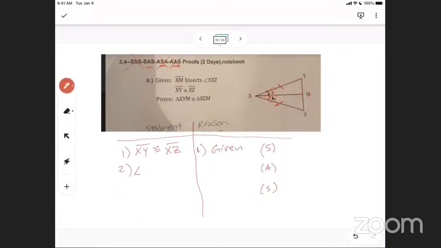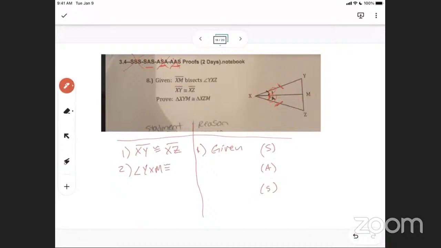XYM. No, XYM would be going this way. That would be that angle. Remember, the middle has to be X. So it's got to be YXM. You understand that? If you write it in a different way, it's a different angle. Okay. So tell me what that's congruent to. Name it for me.